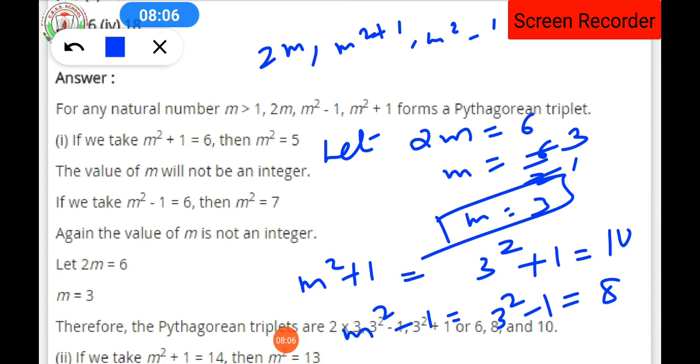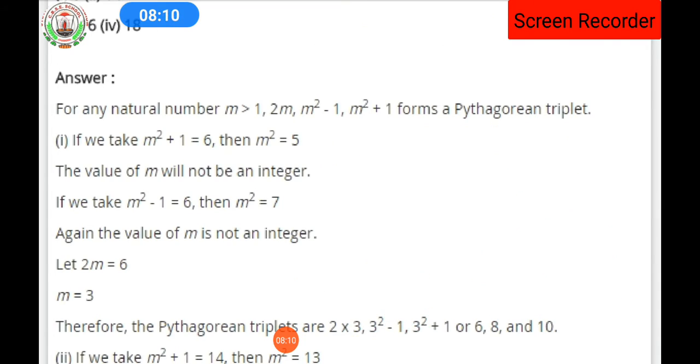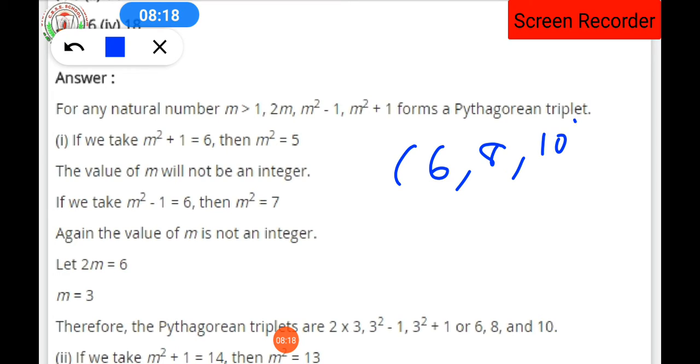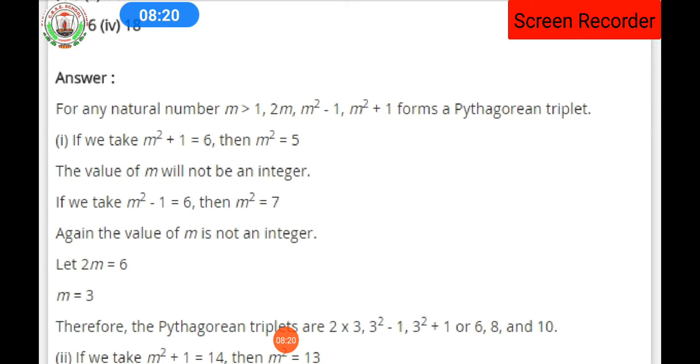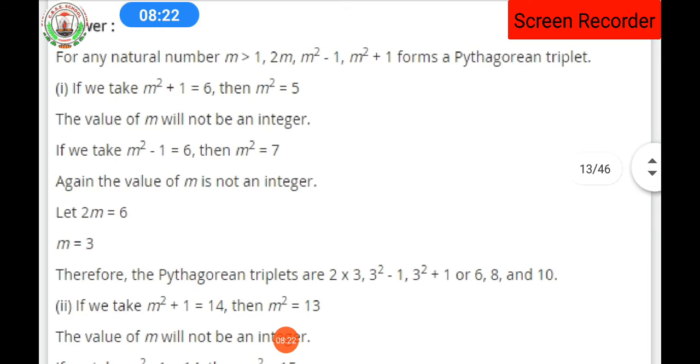So what is the Pythagorean triplet we are having? The first member is given as 6. Second member we found out is 8 and the third member is 10. So in this way you can easily find out the Pythagorean triplet members. So here we are having the Pythagorean triplets.